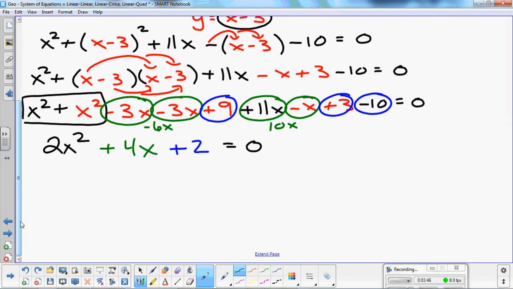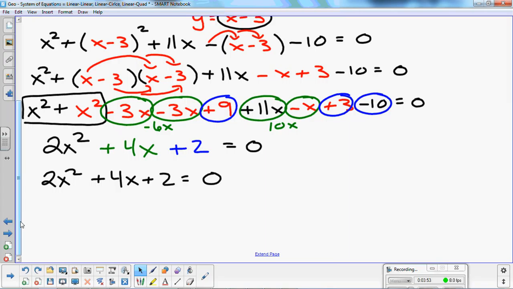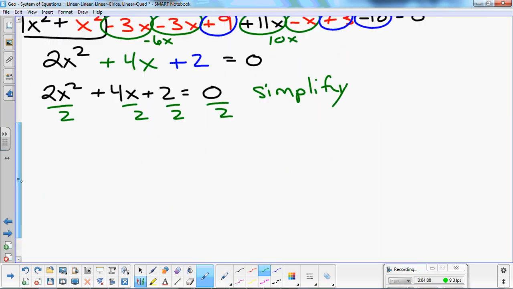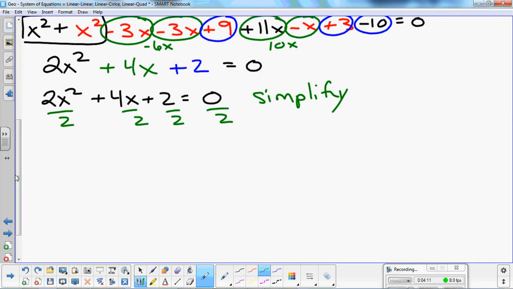I'm just going to rewrite all this in one color so it's possibly easier to look at and solve. Can I simplify my problem? Is there a number that I can divide all my terms by? And that would be 2. So when I simplify here, 2x squared divided by 2 is just going to leave me with x squared. 4x divided by 2 is 2x. 2 divided by 2 is 1. 0 divided by 2 is just 0.